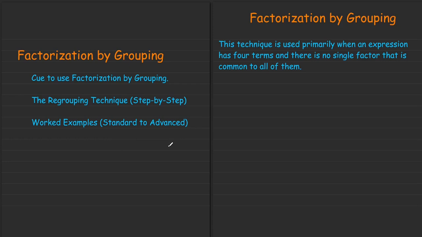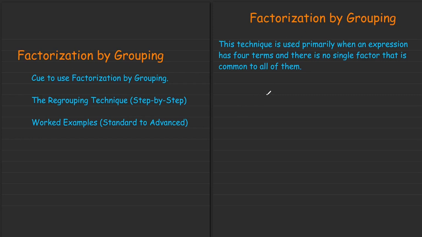Talking of factorization by grouping, it is a technique that is used primarily when an expression has four terms. As you will see, you can also apply it in quadratic trinomials. So when there are four terms and there is no single factor that is common to all of them, we use the method of factorization by grouping. We do that so that we can break the whole problem into manageable parts.